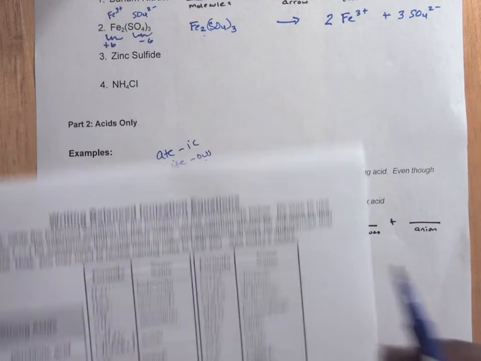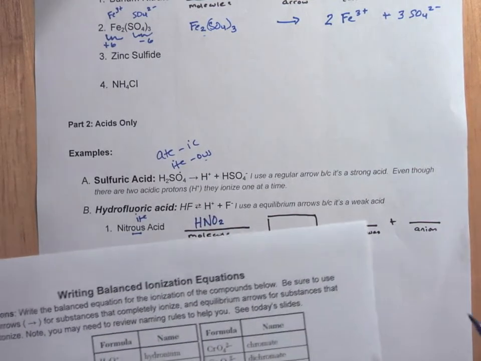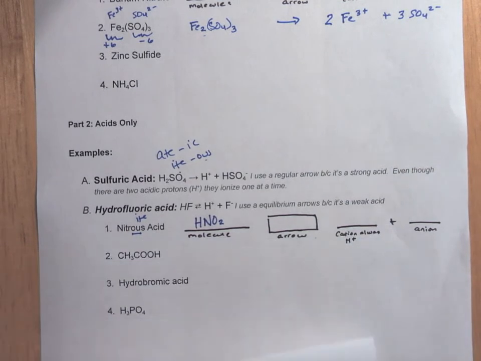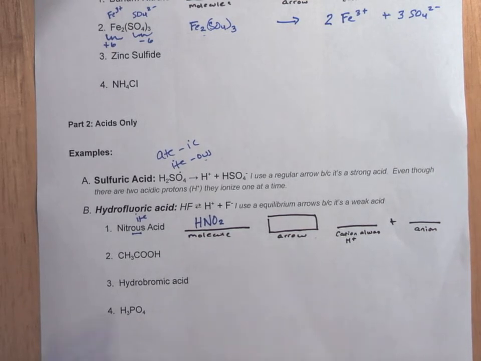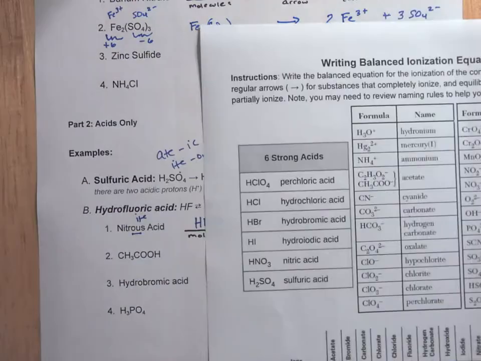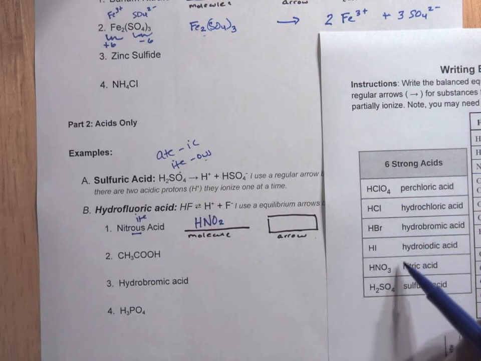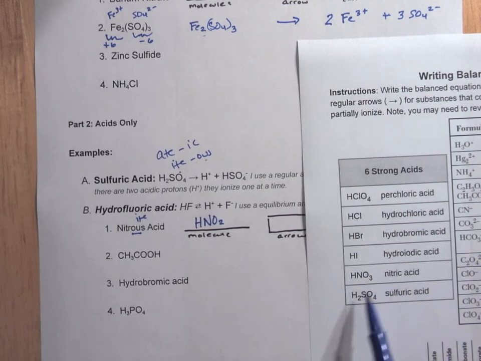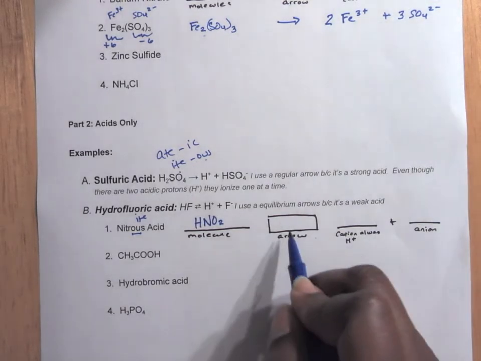The number of hydrogens you have is going to correspond to the charge. So this was a -1 charge, I have 1 hydrogen. Now that I've done that, the next thing I need to do is figure out what kind of arrow I'm going to use. So for that, I will go to my list over here. HNO2, I look on my strong acids list. Oh, it's not here. Nitric acid is, but not nitrous acid. So I have to use a double arrow here because this is a weak acid.